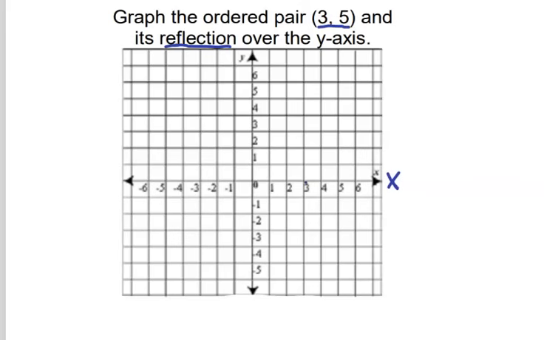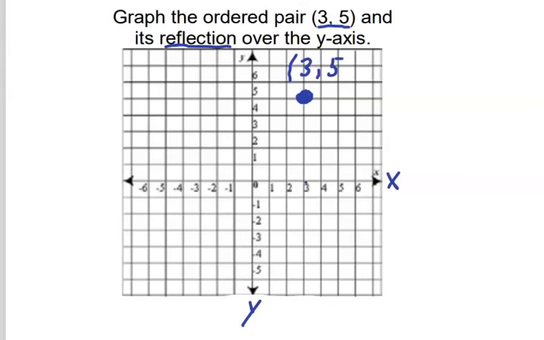Okay, and then the 5 goes up and down on the y-axis. So we went over 3, then we have to go up 5. If it said -5, we would go down 5, but we go up 5. 1, 2, 3, 4, 5, which would end up being our plot right there. All right, so that is (3, 5).